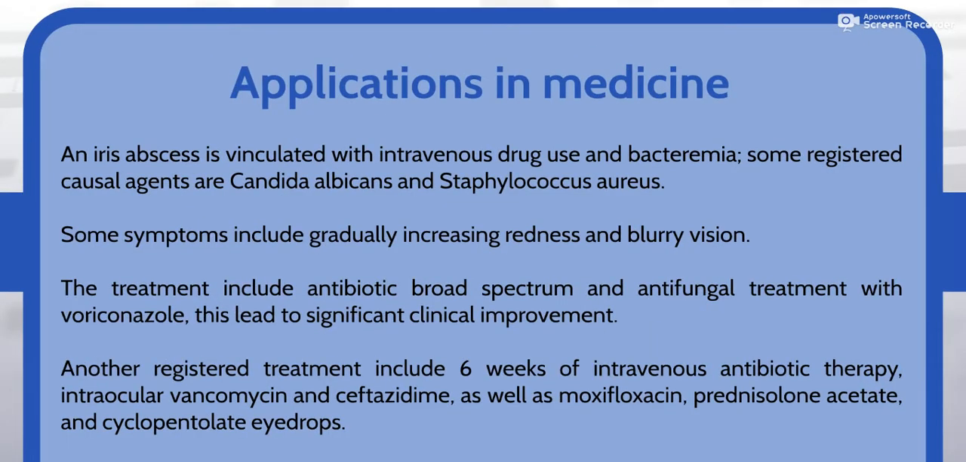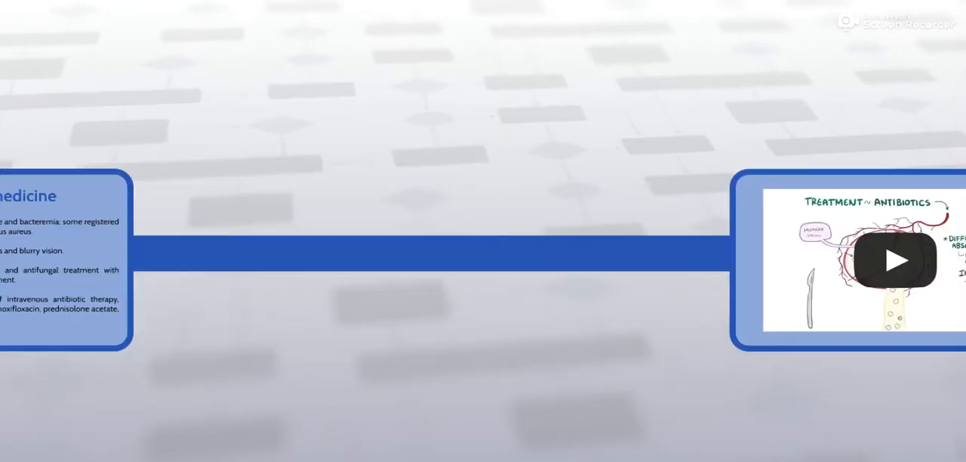Applications in medicine. An iris abscess is associated with intravenous drug use and bacteremia. Some registered causal agents are Candida albicans and Staphylococcus aureus. Some symptoms include gradually increasing redness and blurry vision. The treatment includes broad-spectrum antibiotics and antifungal treatment with voriconazole. This led to significant clinical improvement. Another registered treatment includes 6 weeks of intravenous antibiotic therapy, intraocular vancomycin and ceftazidime, as well as moxifloxacin, prednisolone acetate, and cyclopentolate eye drops.